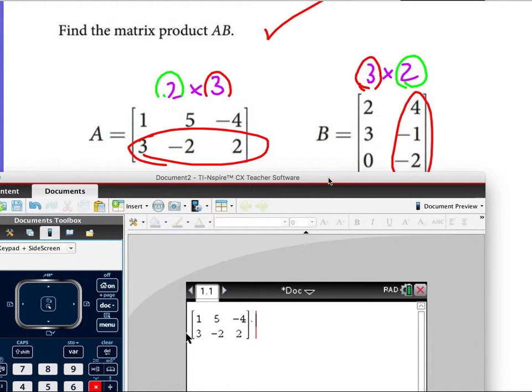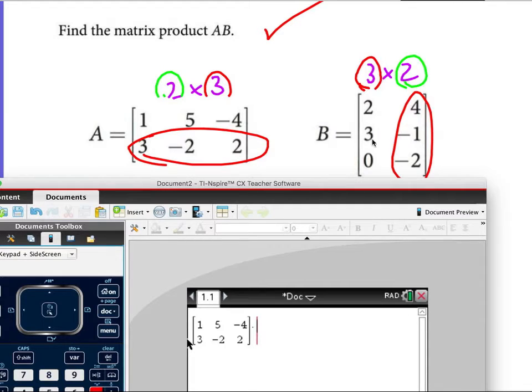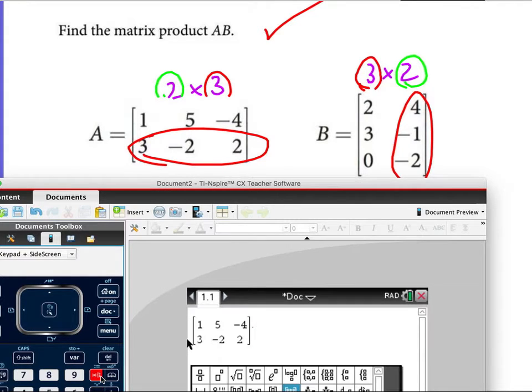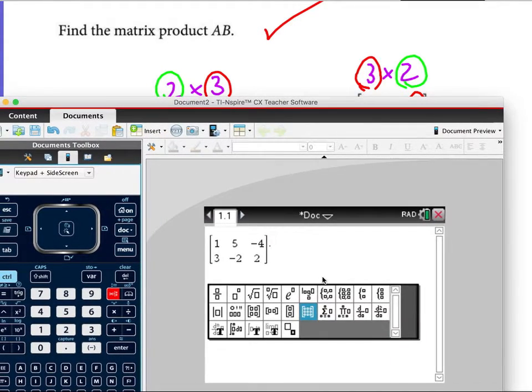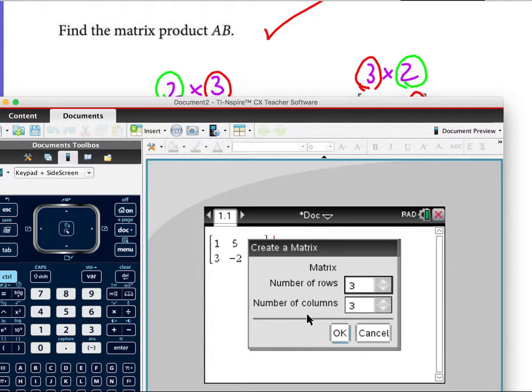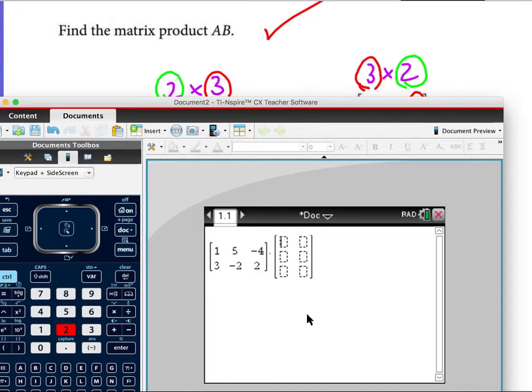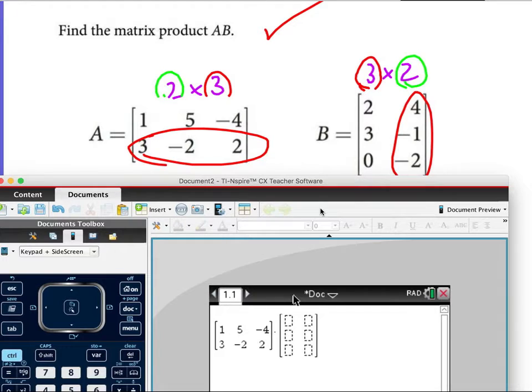For now, the next matrix that we need to input is a 3 by 2 matrix. So again, hit your menu button. You're going to hit this 3 by 3 matrix symbol. The rows are going to be 3, but this time the columns are going to be 2. Press tab to go to OK and press enter. So now we're going to input the entries for this second matrix.